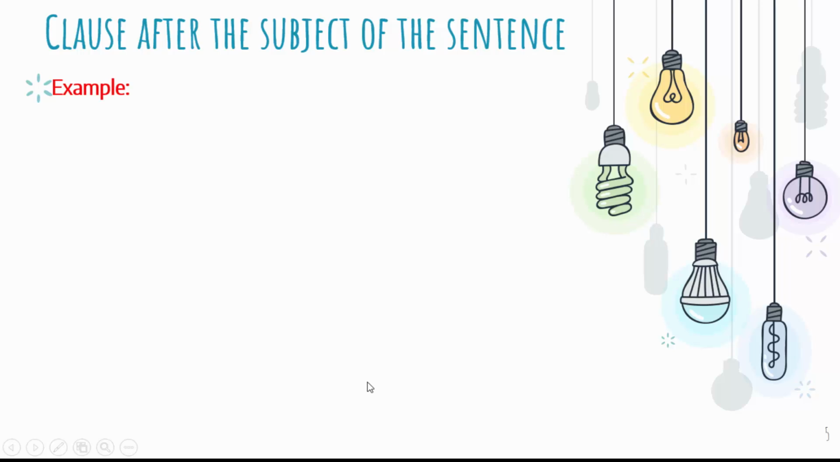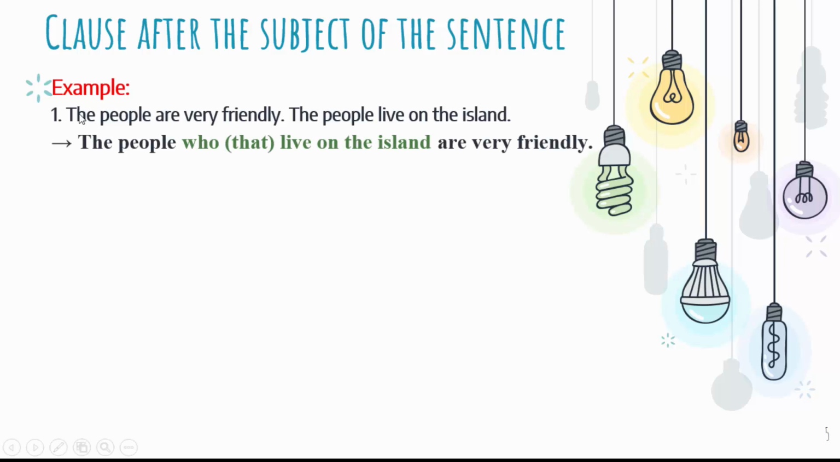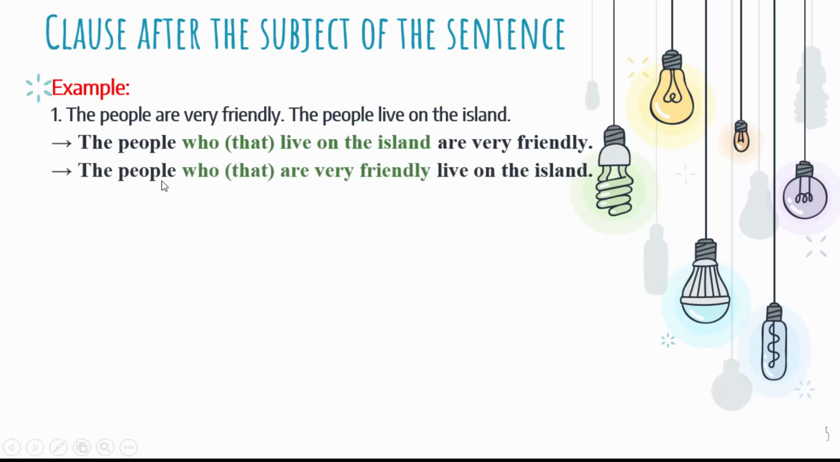Look at the example. The first one, the people are very friendly, and another sentence is the people live on the island. So we want to combine the information of these two sentences together. You can use it like this: the people who, or you can use that, live on the island are very friendly. Or you can combine like this: the people who or that are very friendly live on the island.